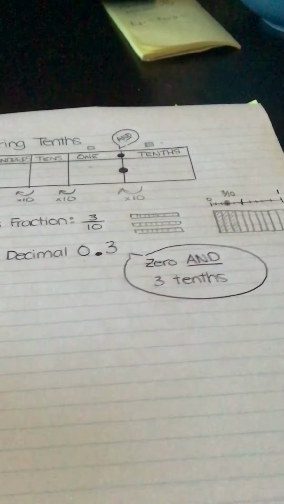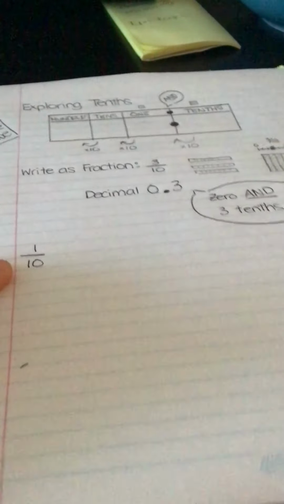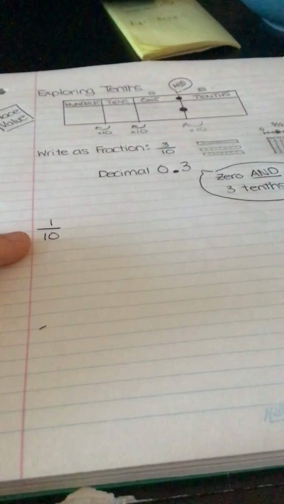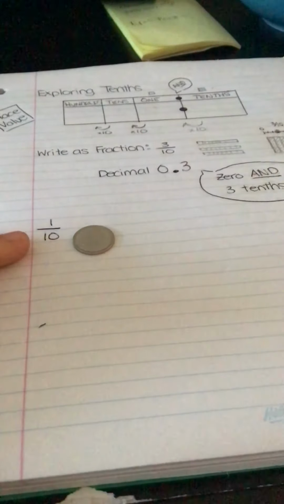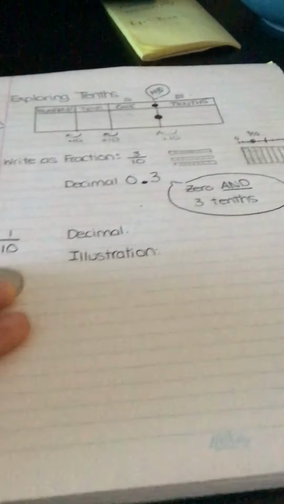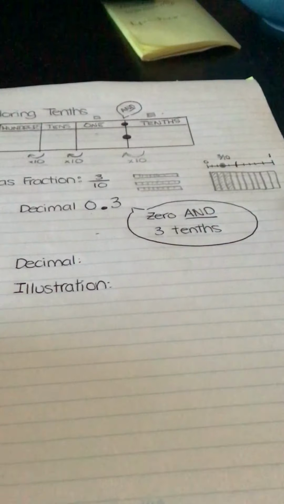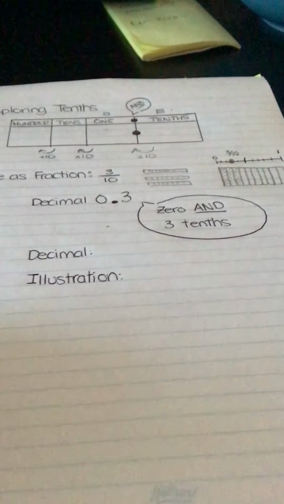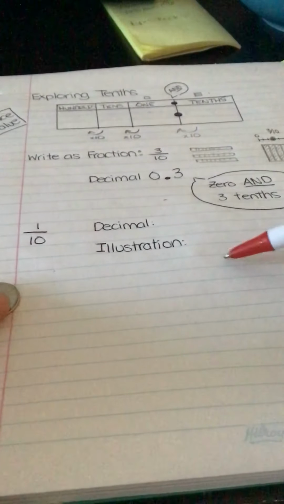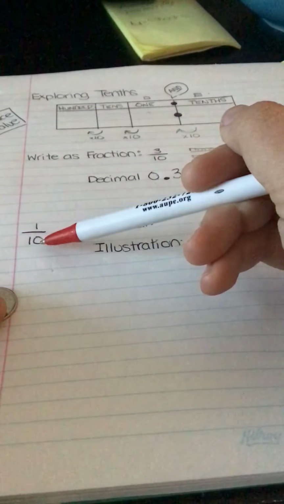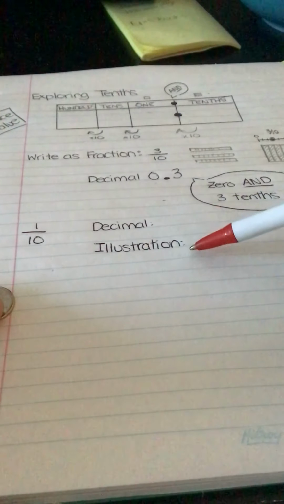The next example I want you guys to do is the fraction 1/10. I want you to think of a way that you could write 1/10 as a decimal and as an illustration. How would you illustrate 1/10? Are you going to be using base 10 blocks, or are you going to use a fraction grid or a number line? So now it's your turn. I want you to write 1/10 as a decimal and as a picture.